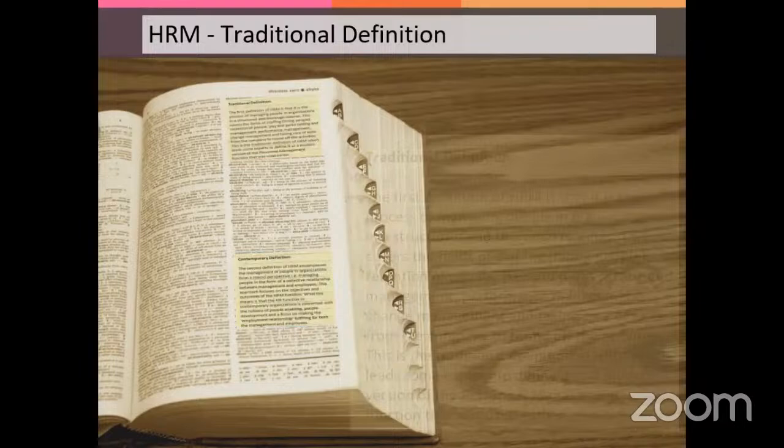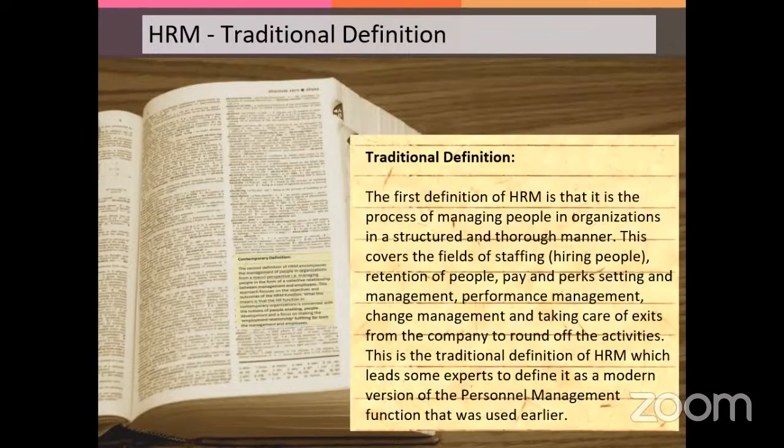Now, traditionally, the first definition of human resource management is that it is the process of managing people in organizations in a structured and thorough manner. This covers the fields of staffing, that is hiring and retention of people, pay and pegs setting and management, performance management, change management, and taking care of exits from the company to round off the activities.